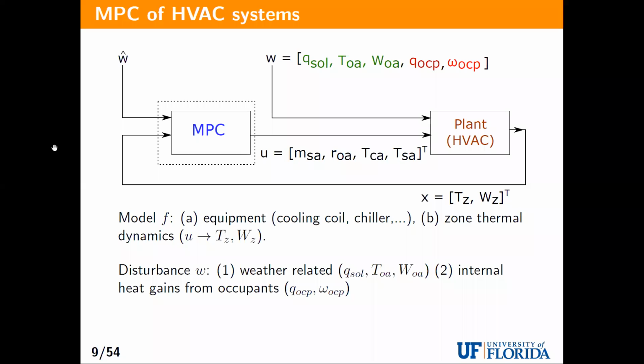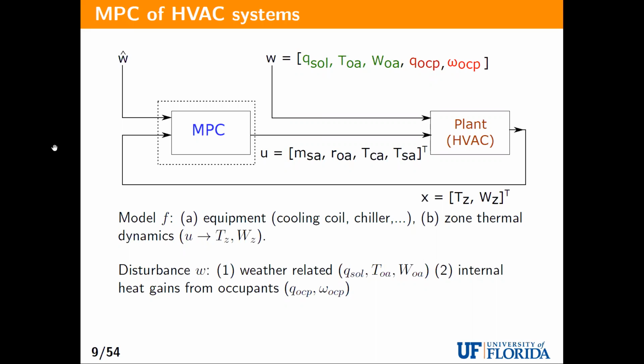So this is kind of how the whole software is going to look like. This is your controller block. It is going to take disturbance predictions, and then it's going to compute these 4 variables for the next 24 hours. And that is going to go into the plant, which is the real system. And it is going to be affected by the disturbance, which are solar radiation, outside temperature, outside humidity, and the heat produced by the occupants, etc.